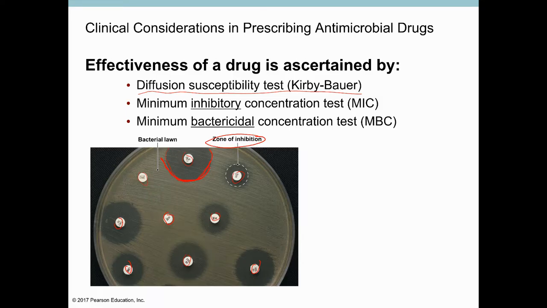Now, the difference between the concentration that is inhibitory towards the bacterium and the concentration that is lethal to it is typically determined using a different kind of test. But with Kirby-Bauer, remember that we measure the zone of inhibition with a ruler, and then we can use a chart to determine whether the organism is resistant or sensitive to that particular antibiotic.